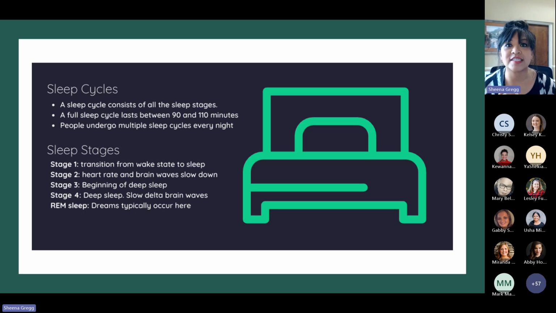So it's kind of nice to know what happens in our sleep. I think this is going to provide a lot of context as we talk about how food is affecting our sleep quality throughout the night.